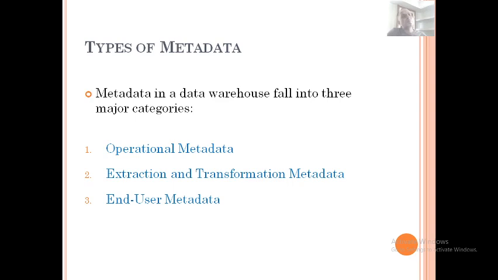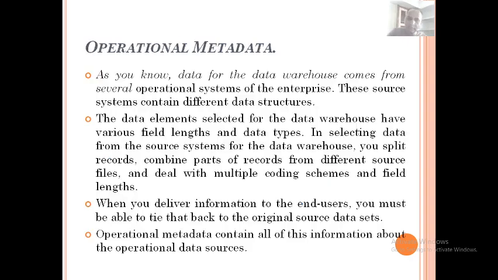Now, types of metadata. Metadata in the data warehouse falls into three major categories. One is operational metadata, second is extraction and transformation metadata, and third is end user metadata. Which are those? Operational, then extraction and transformation metadata, and end user metadata. We'll see them one by one in two minutes and wind this up.